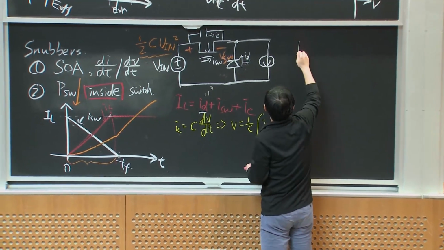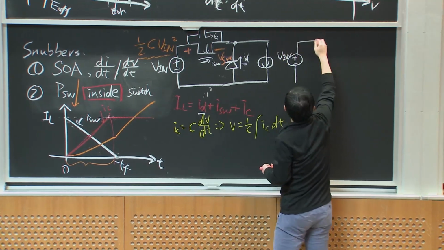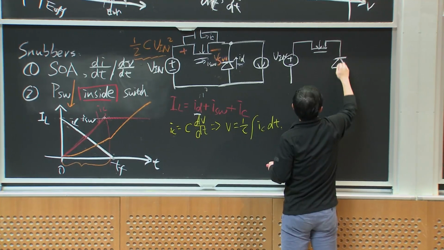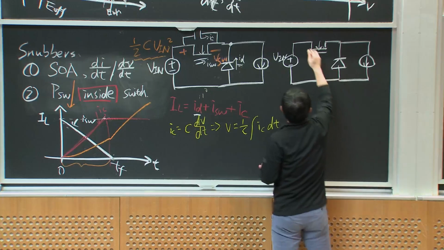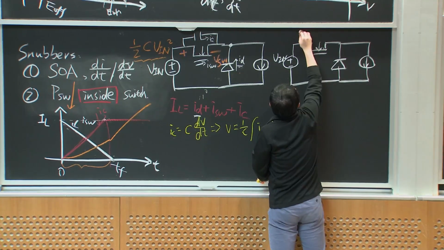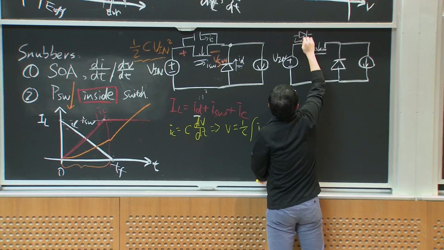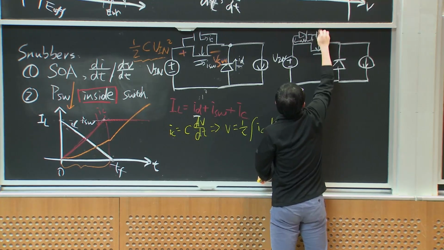So let's still take this circuit. We have the input voltage, and we have the MOSFET. We have the diode, and we have the ideal current source. So we use two other components. One is the diode in parallel with a resistor, and then they are in series with this capacitance.